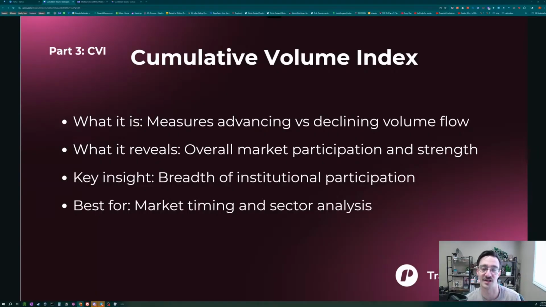And I'd say the key insight here is that it can hint at the breadth of institutional participation. So if the market keeps on getting inflows, we're obviously going to see a good move.